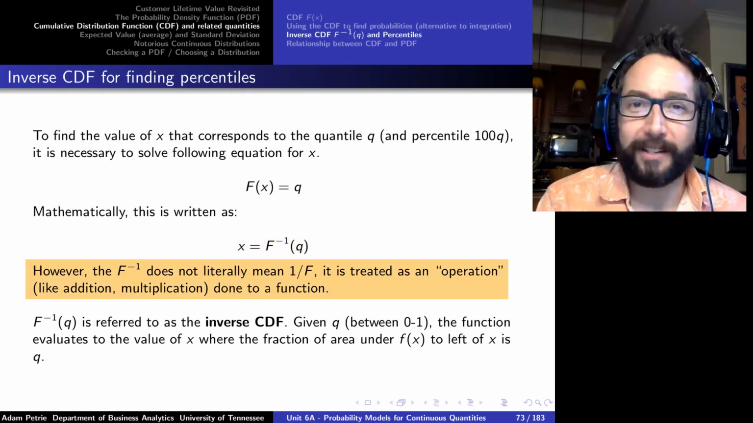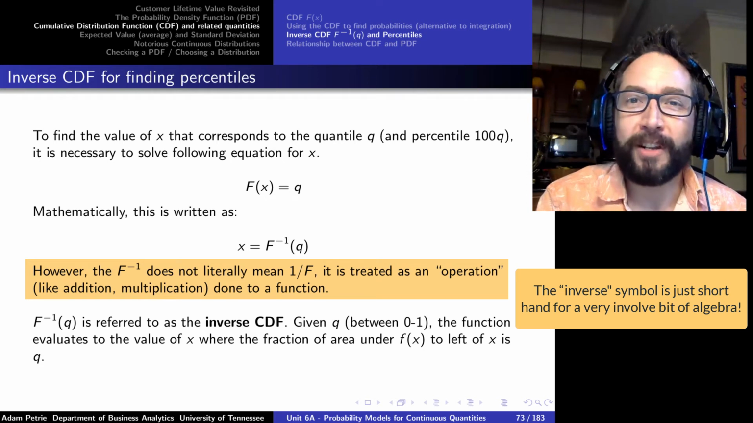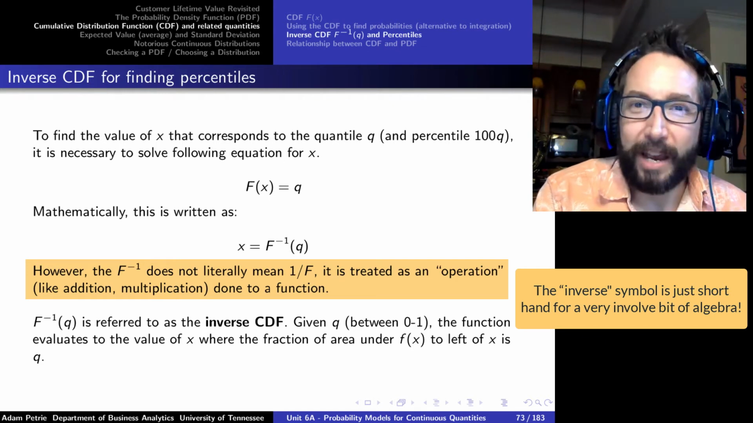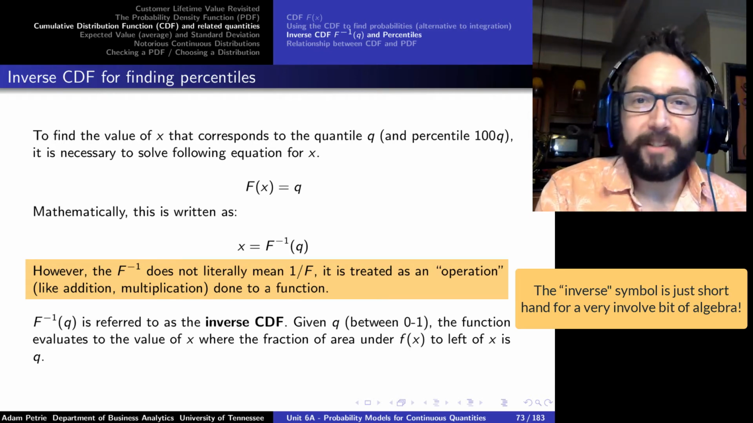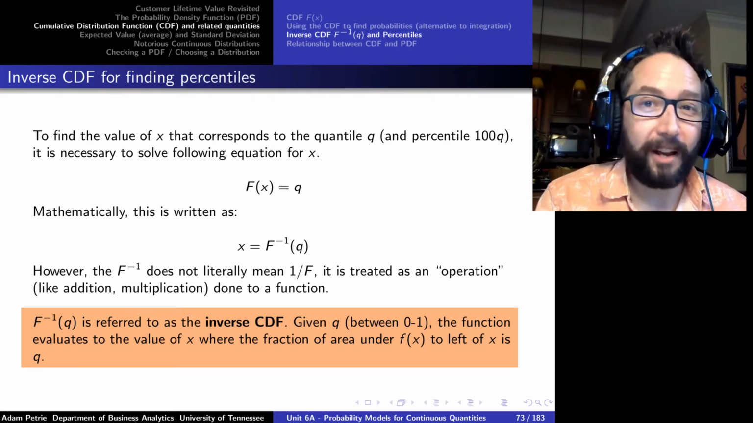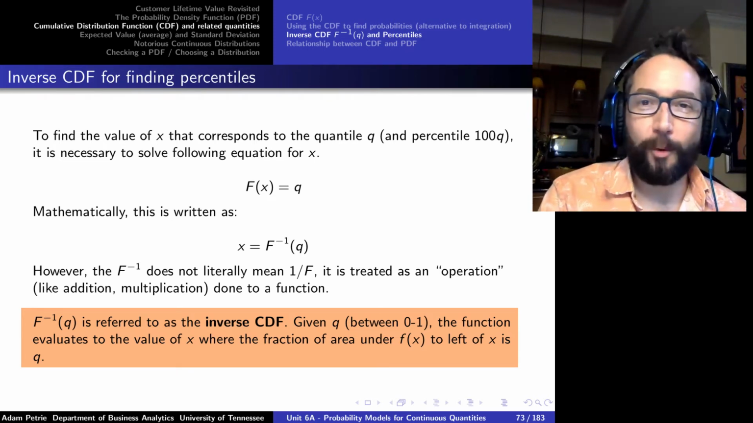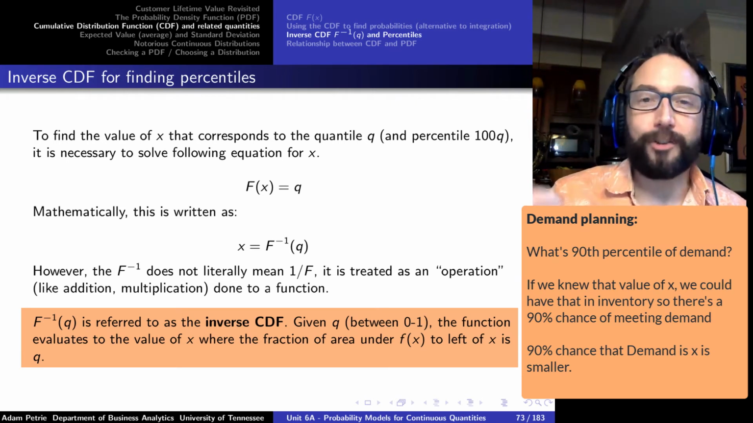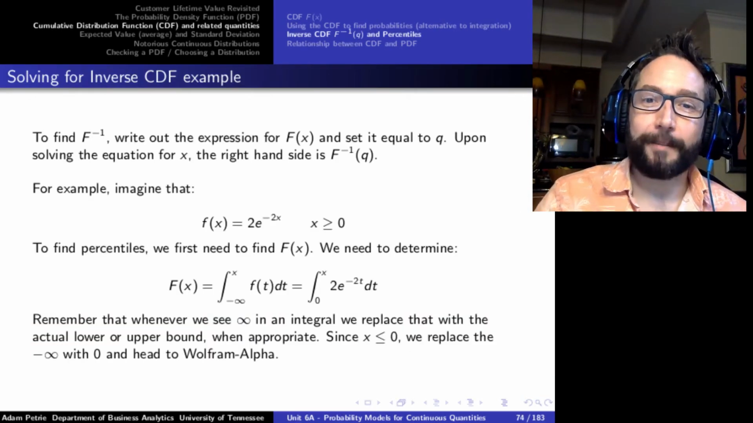Similar to when we discussed operations on matrices, raising it to the -1 isn't the reciprocal operation. That's simply a symbol that lets us know that we're dealing with the inverse of a function. So we have to do some algebra to figure out what that is. The quantile function is what's known as the inverse CDF. Given a number between 0 and 1, a particular quantile, you have a question about what's the value of x that gives that quantile. So I want to know what's the value of the demand so that there's a 90% chance of observing that demand or something smaller. I have a question about the 90th percentile, the 0.9 quantile. What's the value of x where that happens?